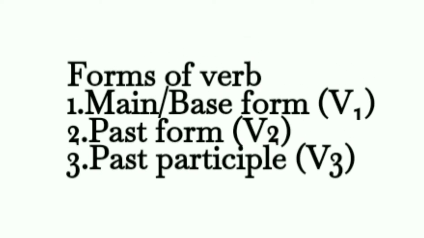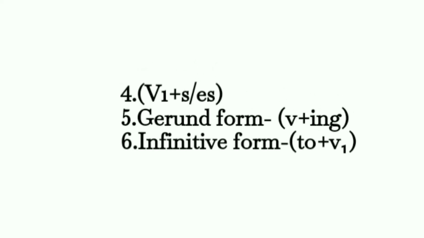At first, you have to know the forms of verb. Number 1, main or base form or V1. Number 2, first form or V2. Number 3, first participle form or V3. Number 4, V1 plus S or ES form. Number 5, gerund form or verb plus ing. And number 6, infinitive form or to plus V1. Dear students, you have to know these forms of verb.